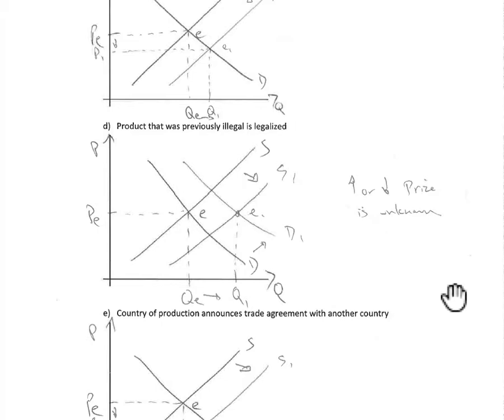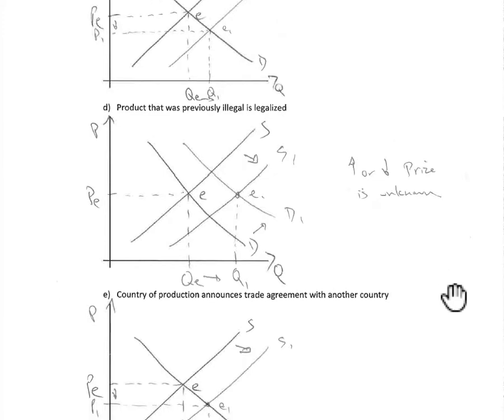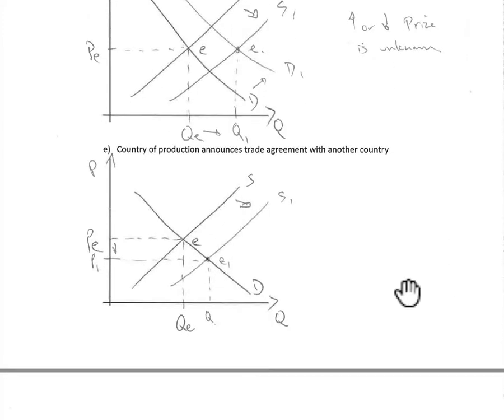Okay? Let's discuss number 1E. Country of production announces trade agreement with another country. And so here we have a supply and demand baseline graph. If we have free trade, it's likely that we're going to have an increase in supply because the availability of product, the availability of producers, I should say, increases. Right now I can buy product from my home country as well as from other countries around the world.